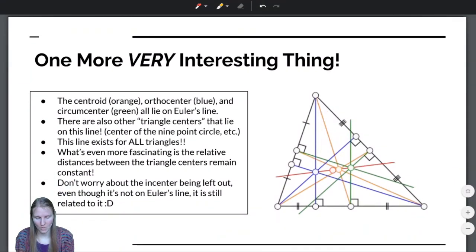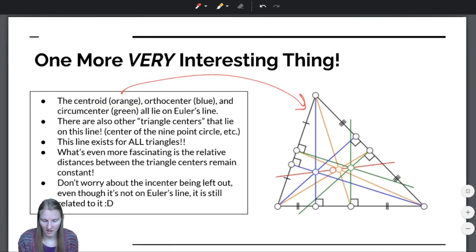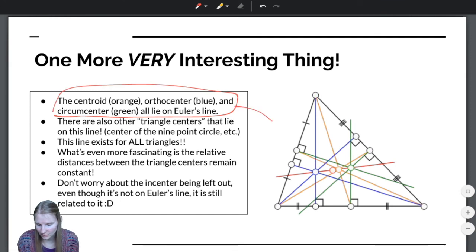Okay, so now one more very, very interesting thing. And this isn't going to be on any sort of test. This isn't in our book. I just think that this is fascinating. So the centroid, which is in orange on this picture, so when they're talking about the blue and the green, they're talking about this picture over here. So the orthocenter is in blue, the circumcenter is in green, and the centroid is in orange.